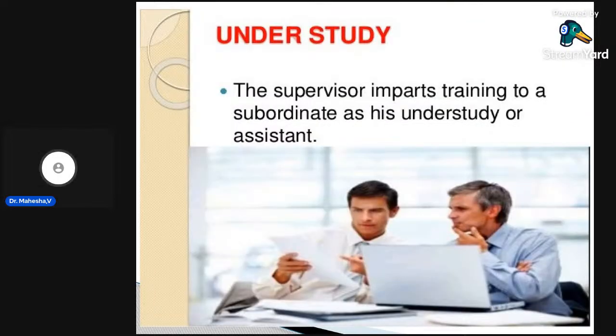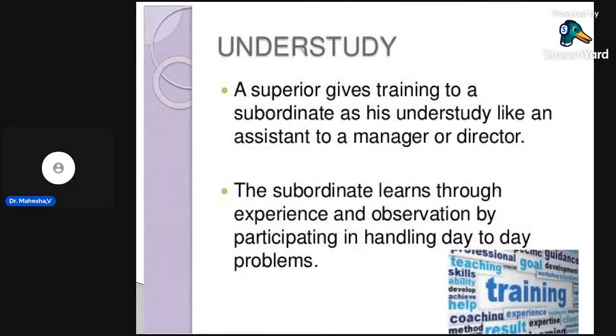Understudy. This is another method of on-the-job training. The supervisor imparts training to a subordinate as his understudy or assistant, under his guidance. A supervisor gives training to a subordinate as an understudy, like an assistant to a manager or a director. The subordinate learns through experience and observation by participating in handling day-to-day problems. The best example of understudy is the chartered accountants.